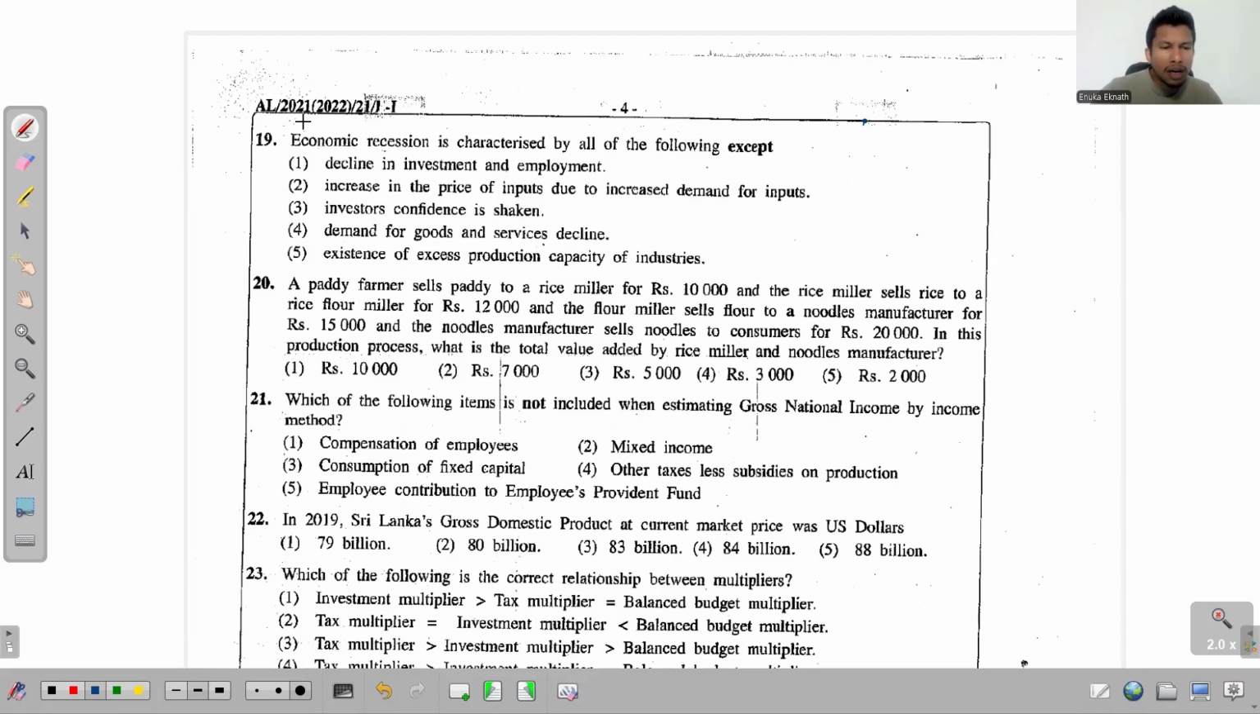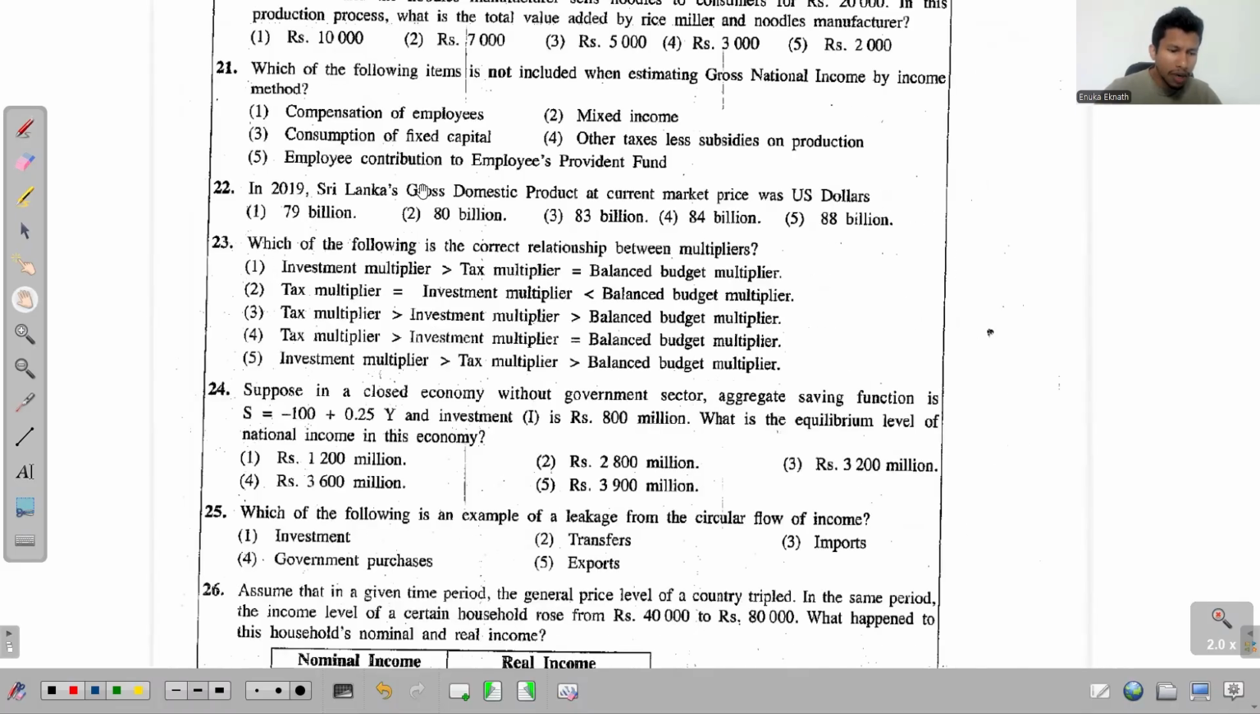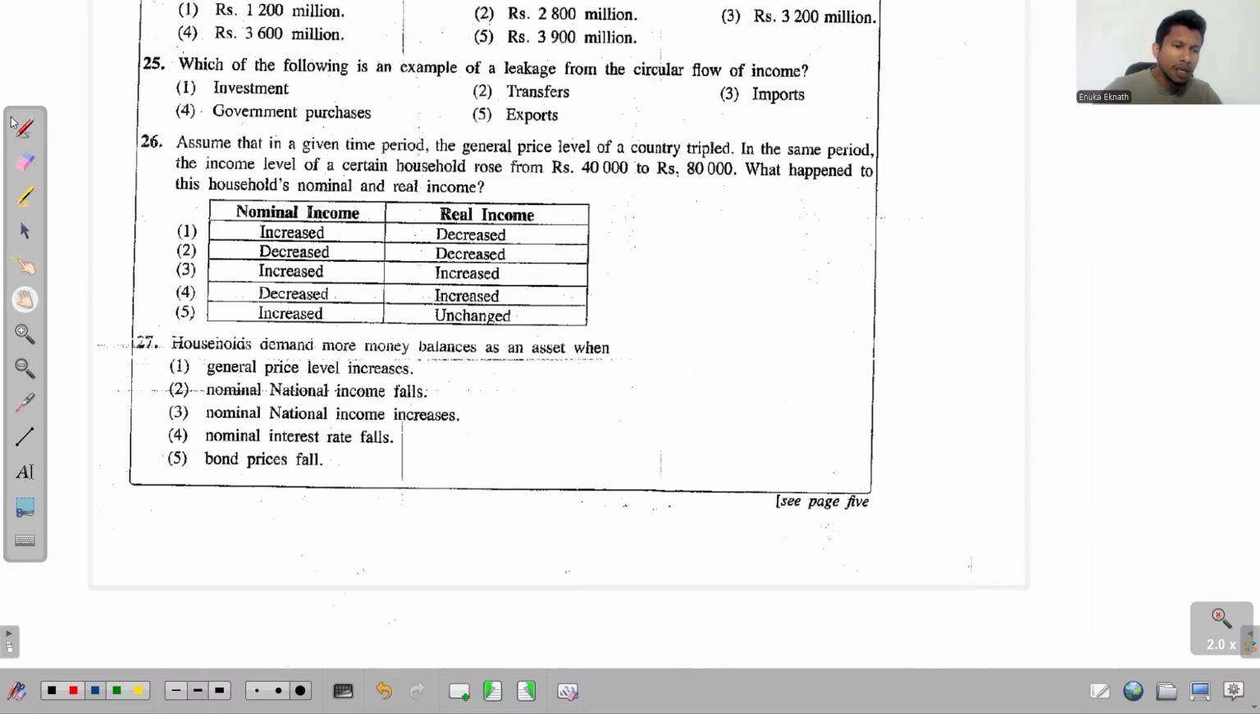So this is the second part of the discussion of this 2021 A-level economics MCQ paper. Look at this question 26. It says, assume that in a given time period, the general price level of a country tripled. Next part, in the same period, the income level of a certain household rose from 40,000 to 80,000, which means the income has doubled. What happened to this household's nominal and real income?